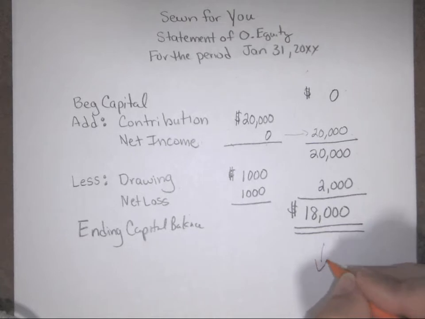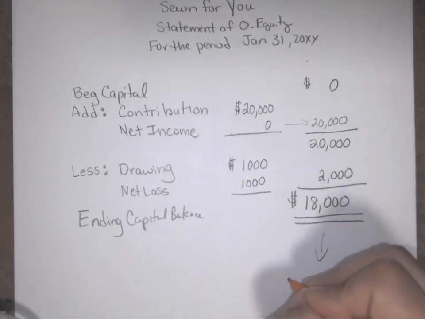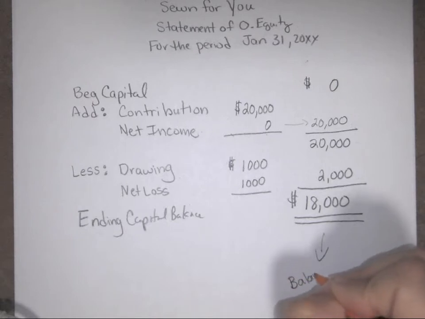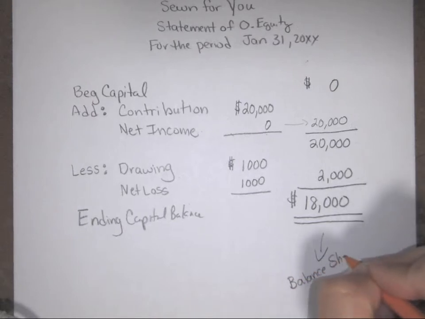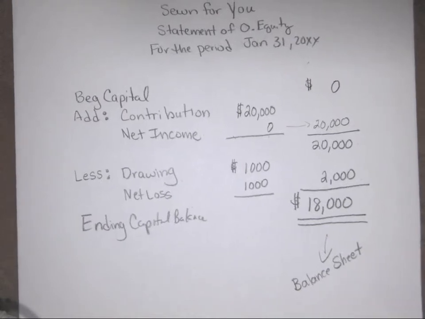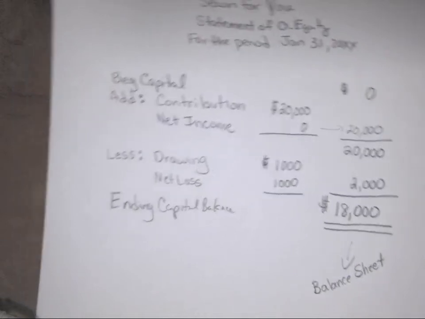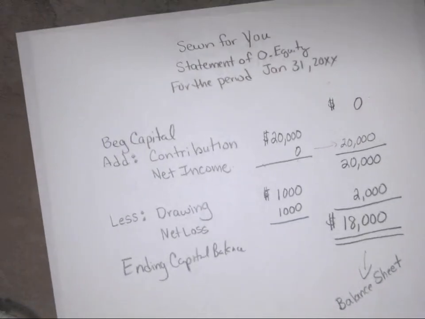Again, this ending number is going somewhere. And where is it going? Well, it is going to the balance sheet as my capital balance. And so that's the next statement. So again, this is why we do these statements in order. Our net income is going to move forward to our statement of owner's equity. Our statement of owner's equity balance would move forward to our balance sheet.